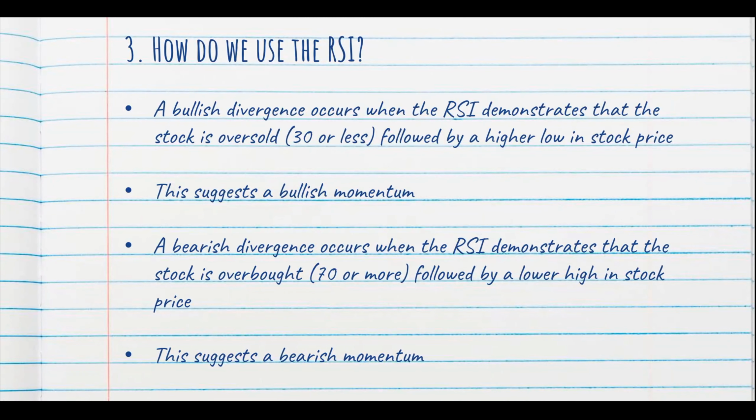So how do we use the RSI? Well, a bullish divergence occurs when the RSI demonstrates that the stock is oversold, meaning the RSI is 30 or less, followed by a higher low in the stock price. This suggests a bullish momentum. A bearish divergence occurs when the RSI demonstrates that the stock is overbought, meaning the RSI is 70 or above, followed by a lower high in the stock price. This suggests a bearish momentum.